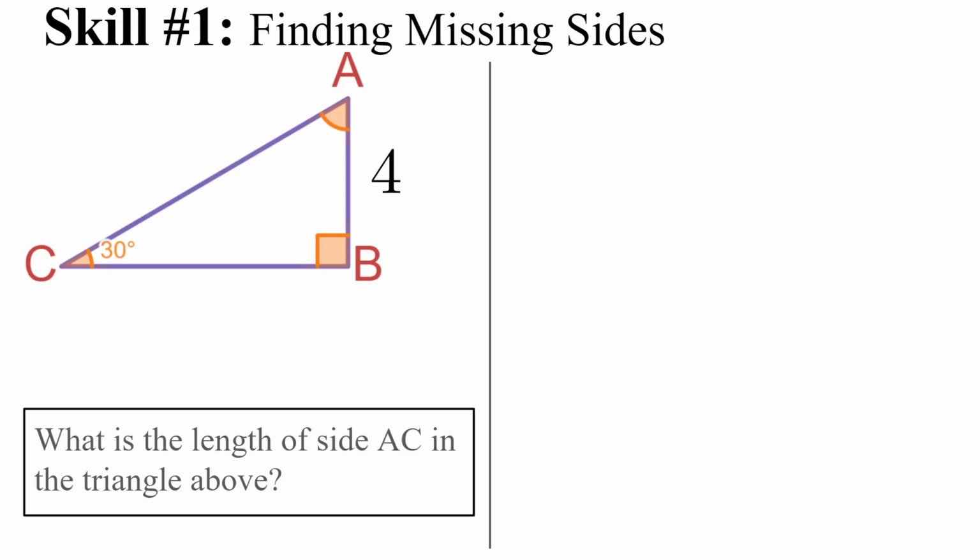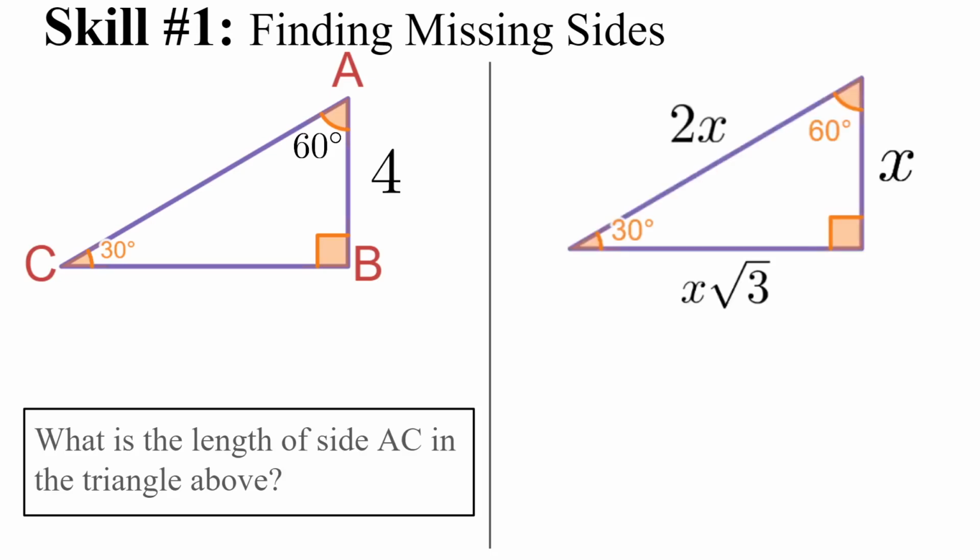Okay, so for this problem, the very first thing I notice is that the two acute angles should add up to 90. So I'm going to do 90 minus 30, which gives me 60. And now I recognize this is a special right triangle, so I'm going to copy down from the reference sheet the 30, 60, 90 special right triangle. And now I'm going to very carefully identify which sides are which. So these sides are both across from 60, these sides are both across from 30, and these sides are both across from 90, or in other words, the hypotenuse.